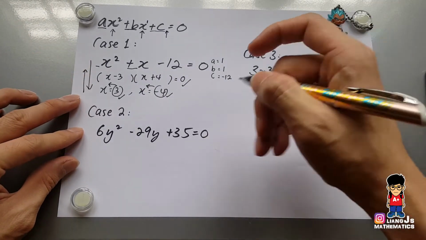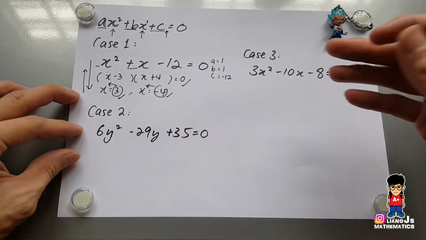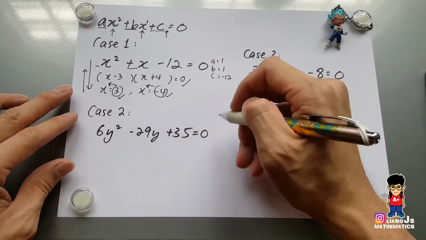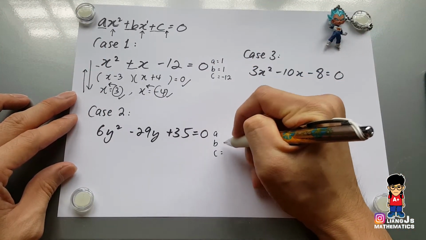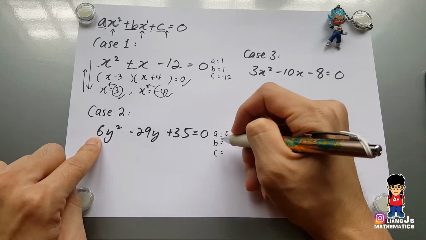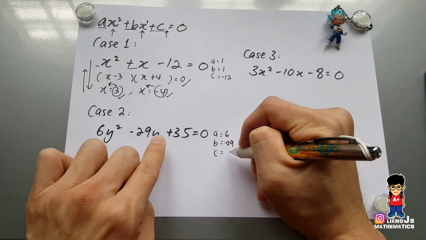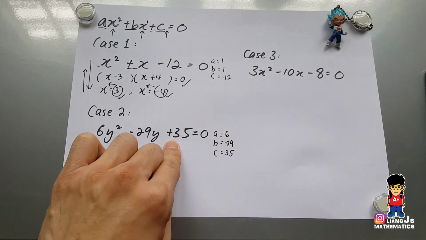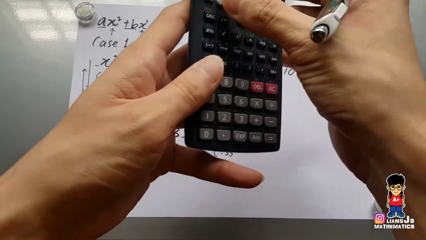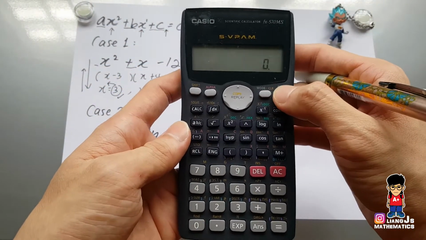So we have A, B, C again. I'll be doing everything, so if you already know how to do it, you can skip this. So A, B, C. Our A is 6, then B is negative 29, and C is 35. Why am I giving you 3 different cases here? Because there are some ways where your answer might be a bit different.